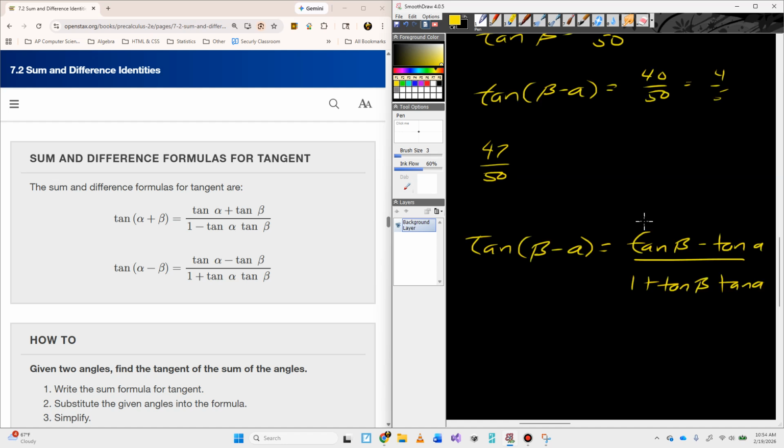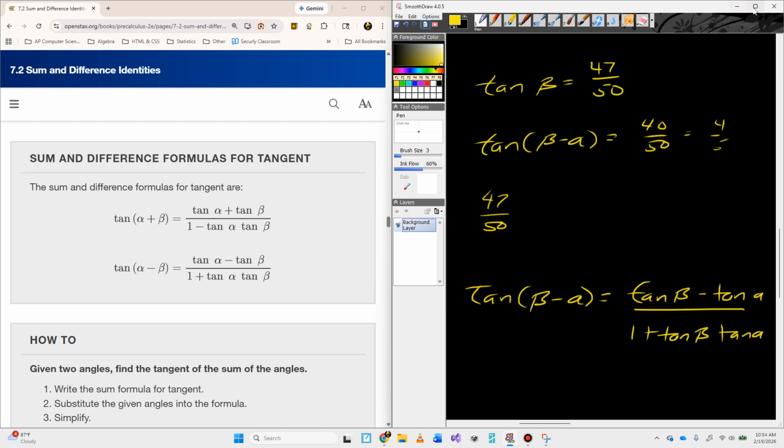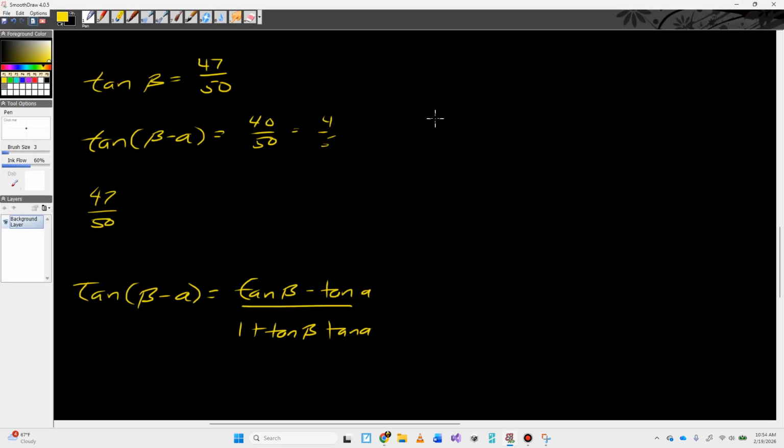Excuse me. Now, do I have any information that will help me figure this one out? Let's go ahead and expand upon this. I do have tan beta, that's 45 over 50. So let's go ahead and plug a few things in. I do have tan beta, which is 45 over 50.